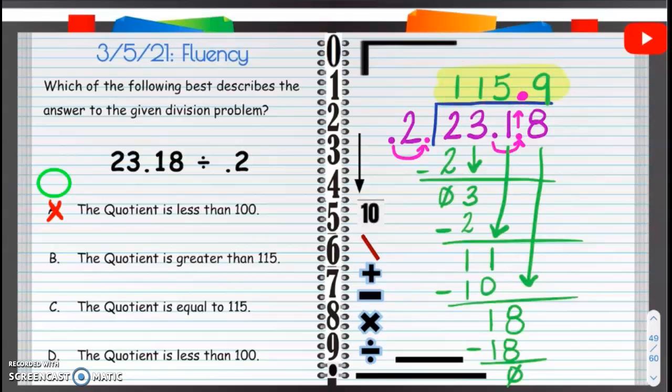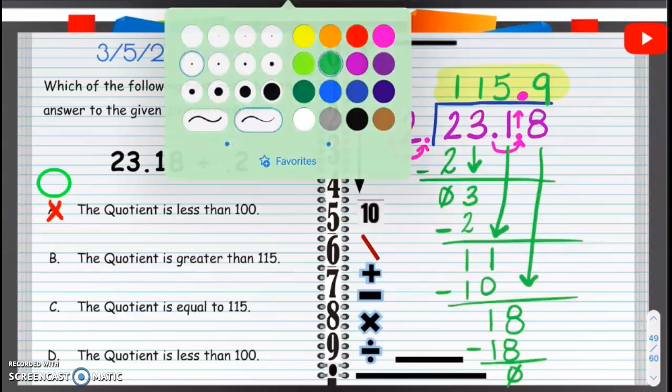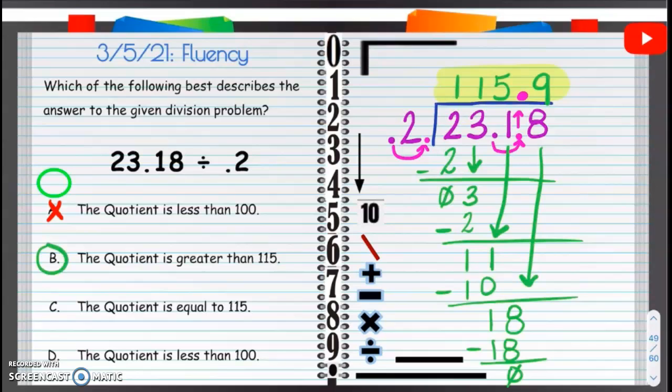Or you can think of $115.90. That is more than $115. Not by much, but it is more than that. So we are going to circle B. That is going to be our answer, but let's go ahead and check the last two to make sure.